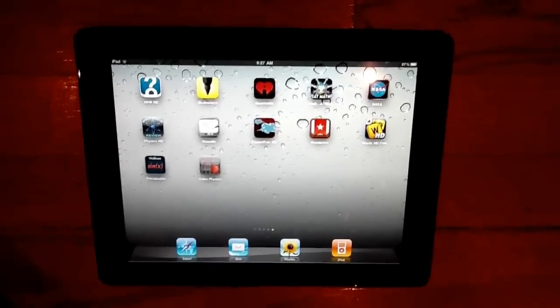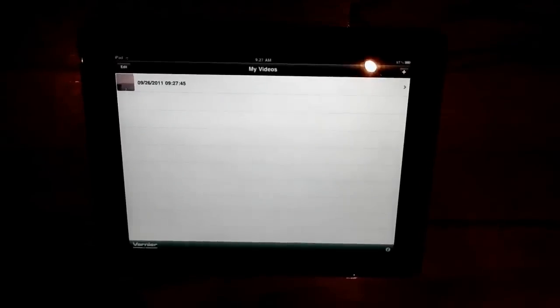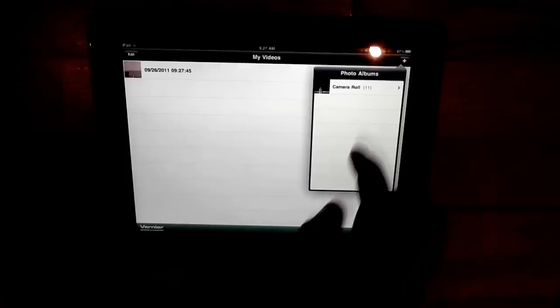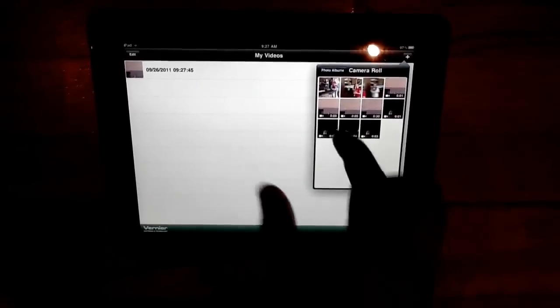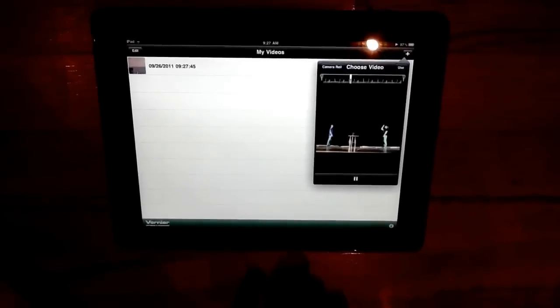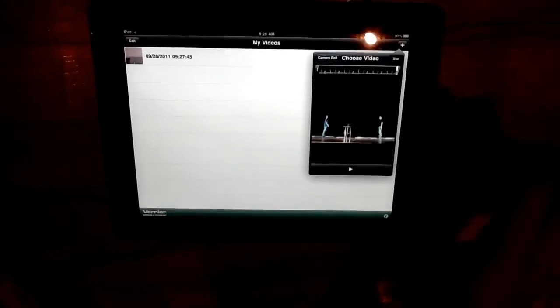Alright, the next step is to go to Video Physics. Click on the video you want to use. Right now we're choosing an existing video, and that's the video we're using, so we can preview it here. And that's one we want to use, so we click the Use button.